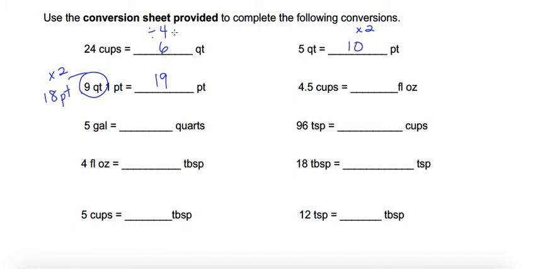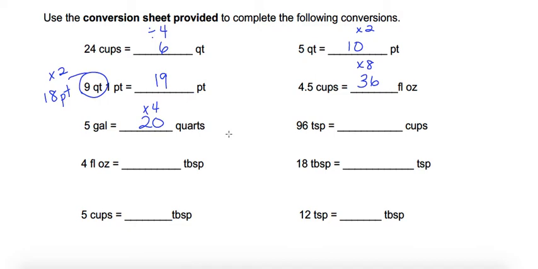All right, the next one is cups into fluid ounces. When I look at that measurement, it shows me that I need to multiply by 8. And 4.5 times 8 gives us 36 fluid ounces. Gallons to quarts shows us from the chart that we have to multiply by 4. So 5 times 4 gives us 20. So 5 gallons is the same as 20 quarts.